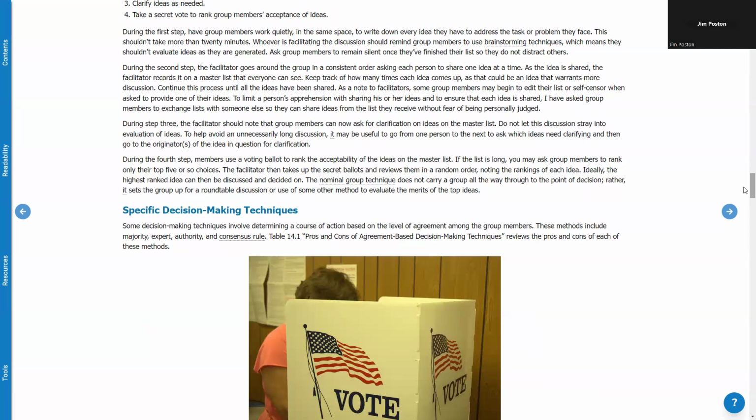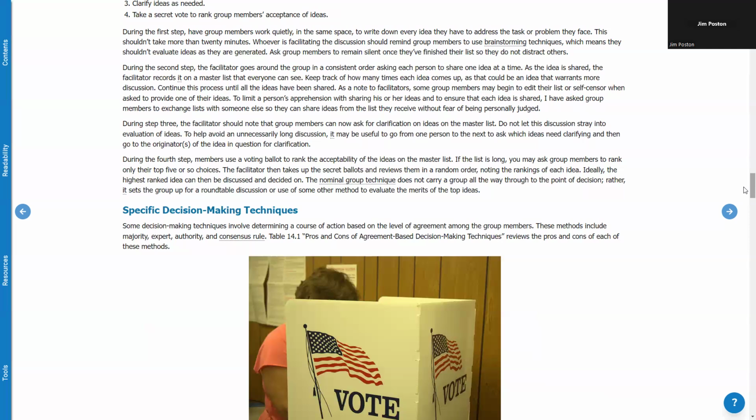As a note to facilitators, some group members may begin to edit their list or self-censor when asked to provide one of their ideas. To limit a person's apprehension with sharing his or her ideas, and to ensure that each idea is shared, I have asked group members to exchange lists with someone else so they can share ideas from the list they receive without fear of being personally judged.